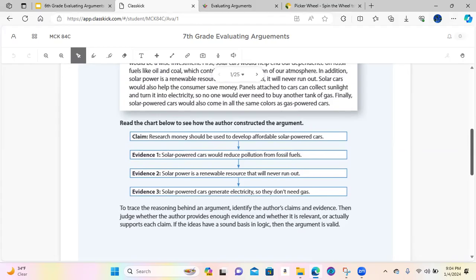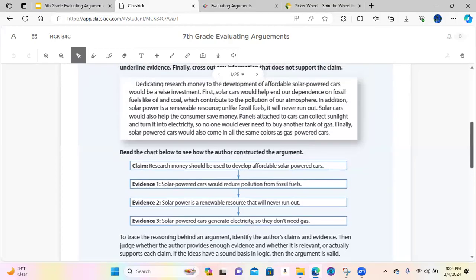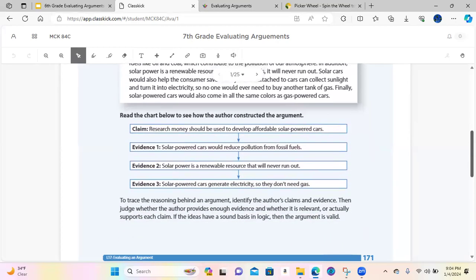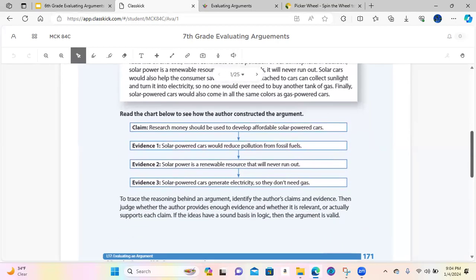Based on the paragraph, the claim is that research money should be used to develop affordable solar-powered cars. So that's what the author is trying to tell us, that they should use research money to develop affordable solar-powered cars. 3 evidence.